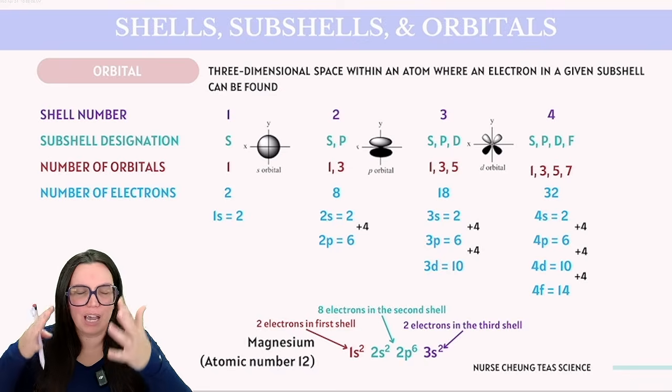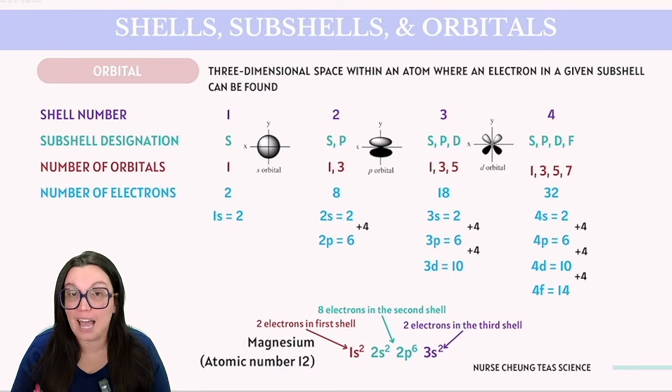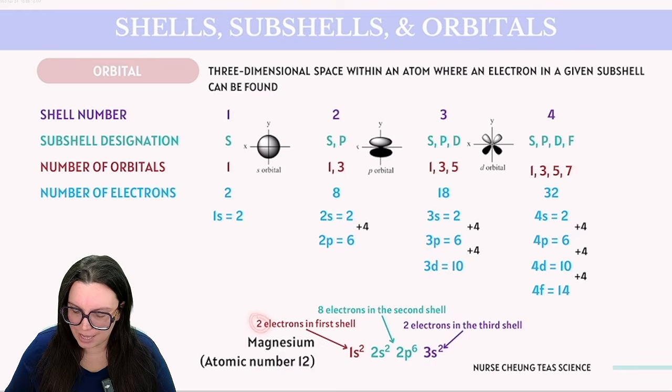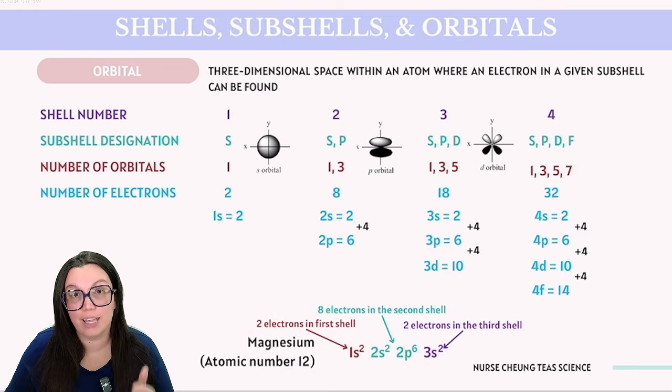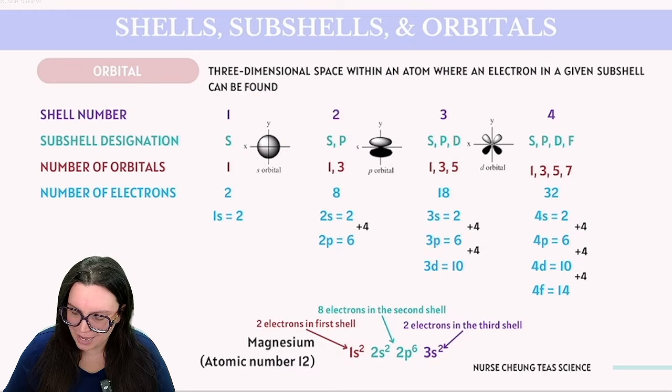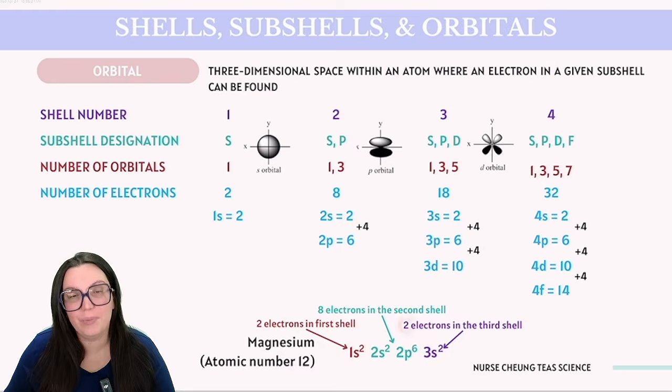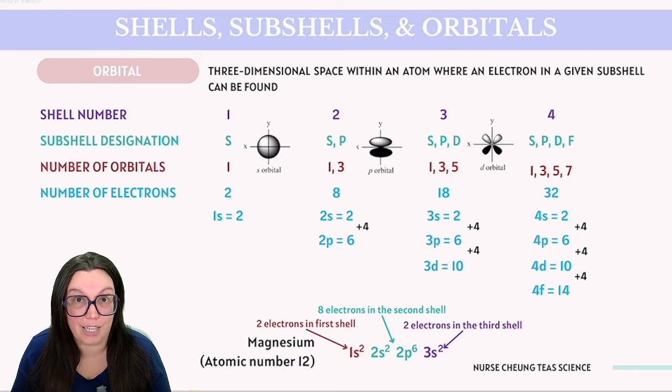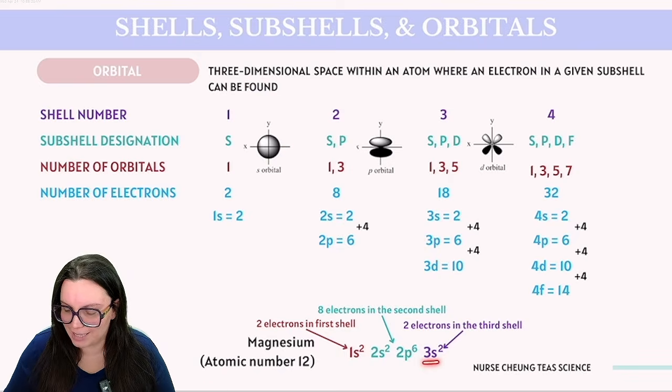Just to give you an idea of how this is broken down, this is what it is going to look like. The first shell is going to have 2 because it only has an S subshell. The second shell is going to have 8 because it only has an S and a P subshell. And the last shell is going to have 2 because we can only fit 2, that's what the remainder was, into our last S shell.